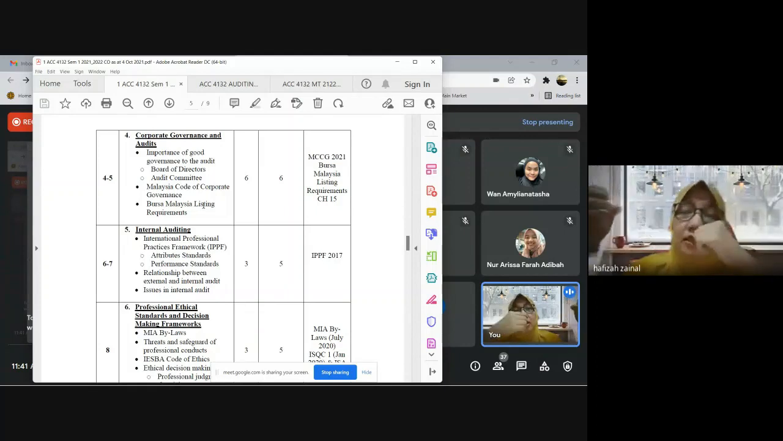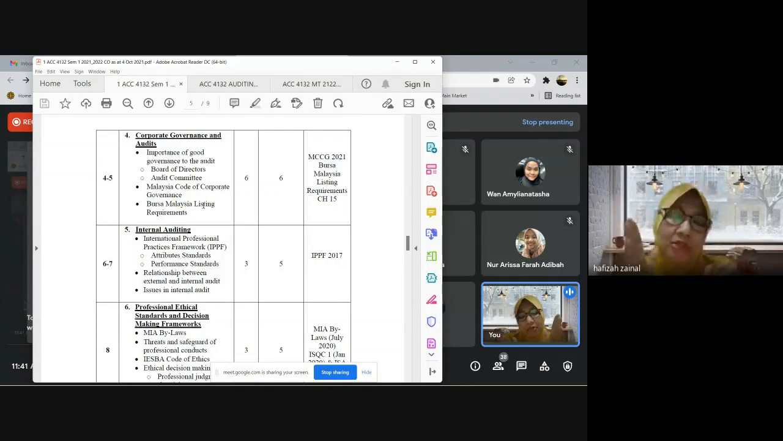So the next one is internal audit. When talking about internal audit, it's very crucial for you to be able to differentiate the presence of the internal audit and the presence of external audit. As I mentioned just now, the external auditor's objective is to check the financial statements. Their presence is to ensure the financial reporting is true and fair, all the information is true and fair.